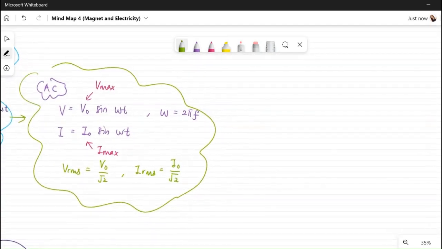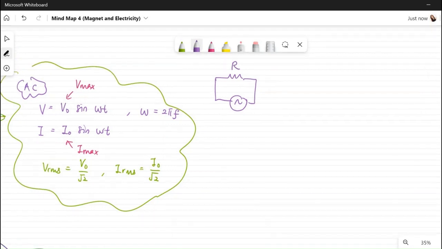Now let's look at what happens if we connect a resistor to an AC source, a resistor with the resistance of R. You can see that we can apply Ohm's law for AC as well. Ohm's law says that V equals IR. In this case, the V will be RMS, and the I is RMS as well. We could also state it in terms of the maximum, where V naught is equal to I naught multiplied by R. That's Ohm's law.